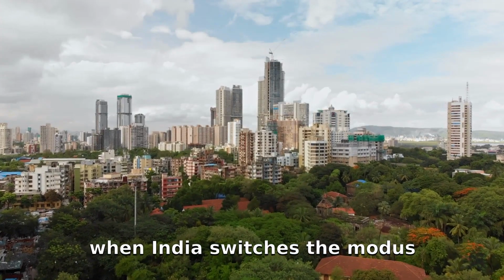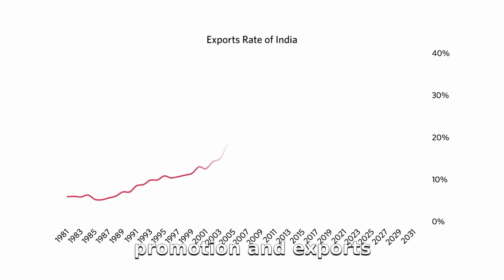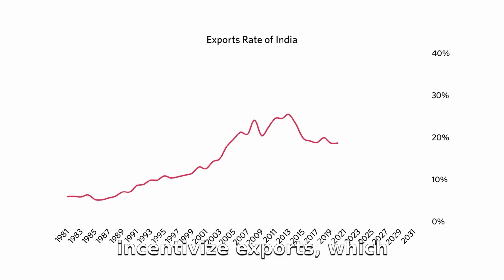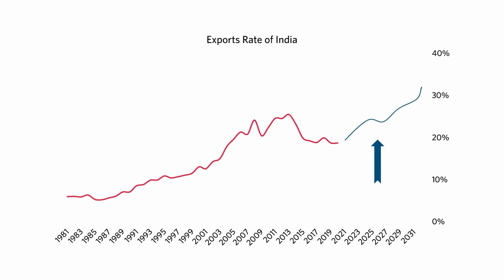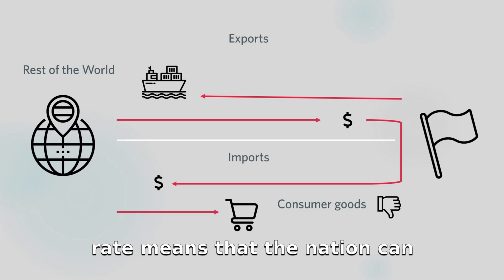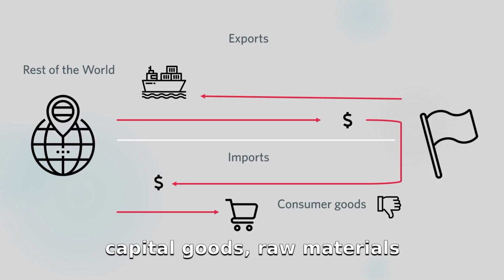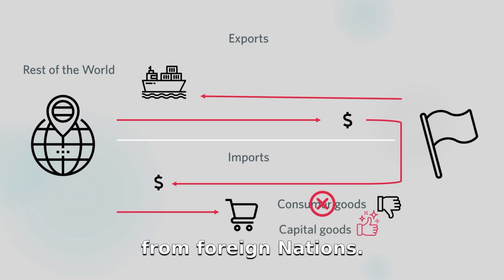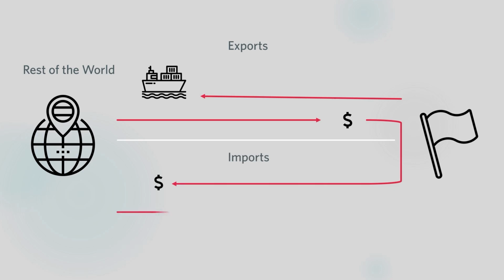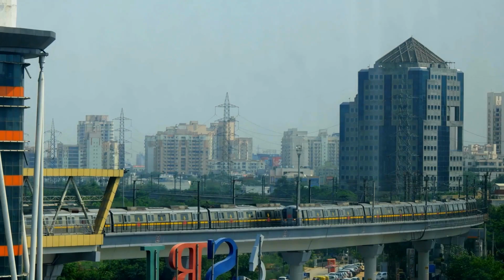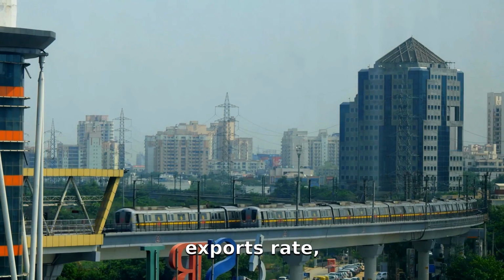What happens when India switches the modus operandi? India's policy of exports promotion and exports targeting will work to incentivize exports, which will increase the share of exports in GDP going forward. An ever-increasing exports rate means that the nation can use the exports earnings to purchase foreign machinery and equipment and other capital goods raw materials from foreign nations. That will automatically raise the nation's net domestic investment rate and also its savings rate. India will then witness a surge in the savings rate simultaneous to a surge in exports rate.